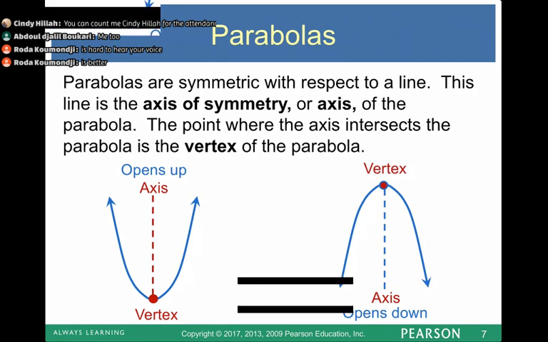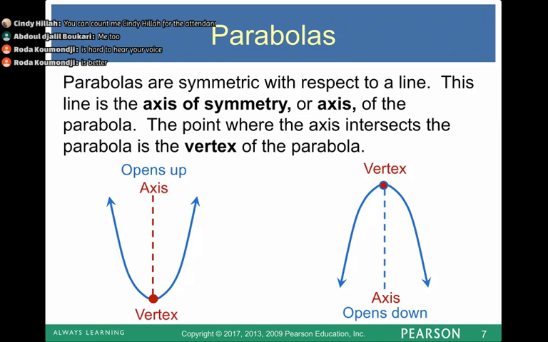It's going to go through the x coordinate of the vertex, right? So we can use this axis of symmetry to plot parabolas. Whenever we get a point on the left, we can use the axis of symmetry to get a point on the right. All right, okay.